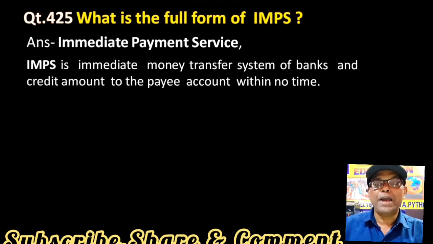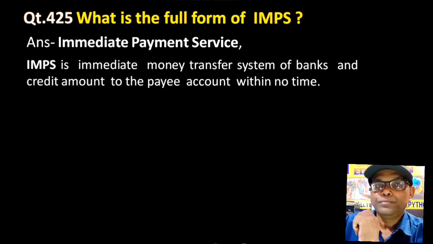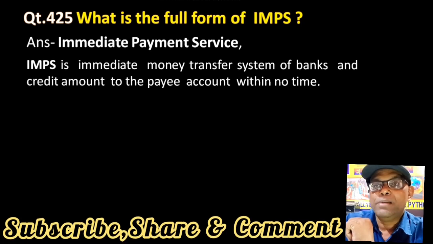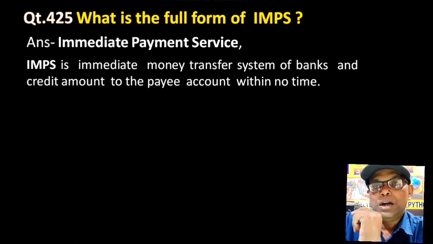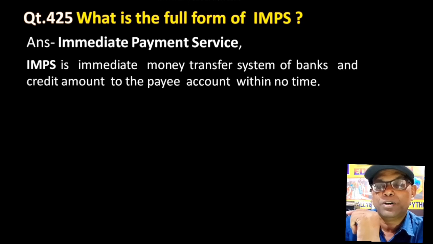What is the full form of IMPS? Immediate Payment Service. IMPS is an immediate money transfer system of banks and credits the amount to the payee account within no time. Immediately the fund can be transferred from one account to another account. That is called the IMPS system, Immediate Payment Service.